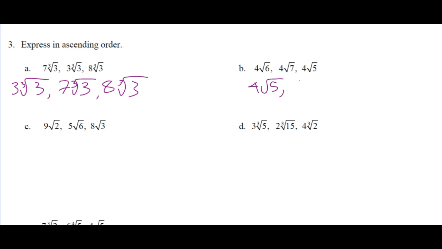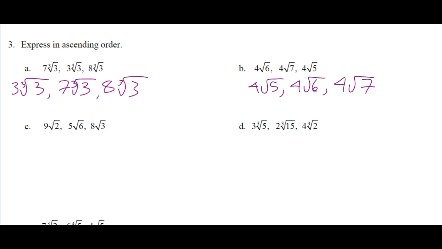4 root 5 is smaller than 4 root 6, which is smaller than 4 root 7. Okay? 9 root 2, 5 root 6, 8 root 3. That's a little harder, right? So here, there were all 4s in front, so it's just like, what's bigger? Well, root 7 is bigger than root 6, root 5, and there they were all cube root 3, so the numbers.